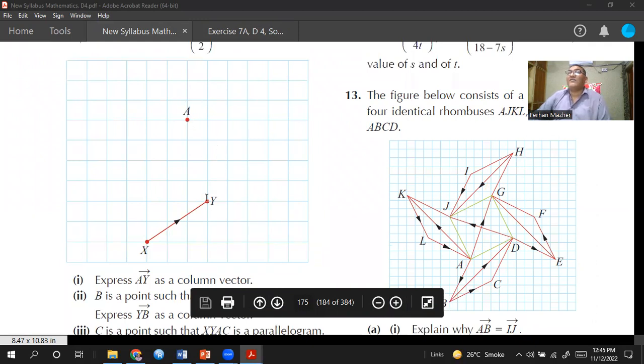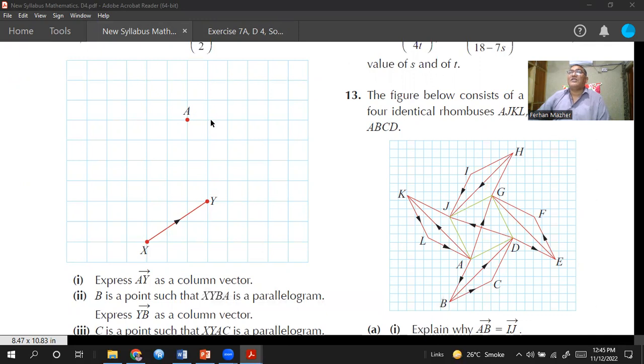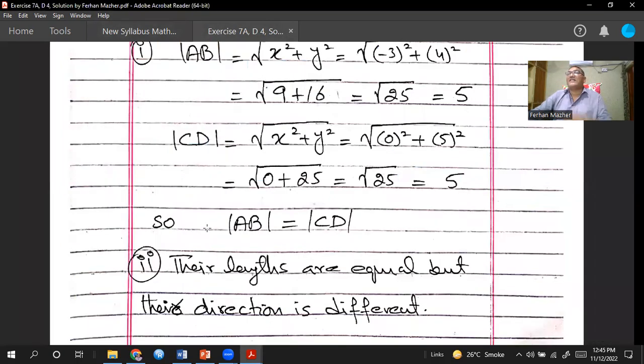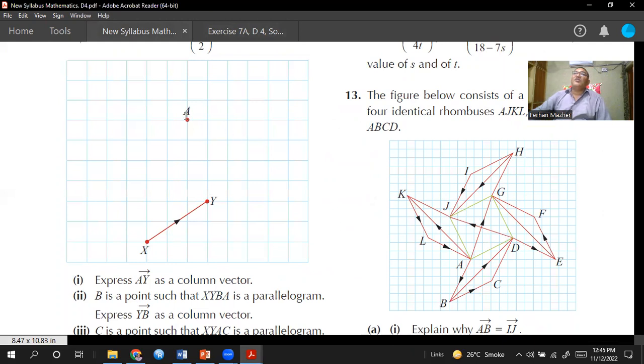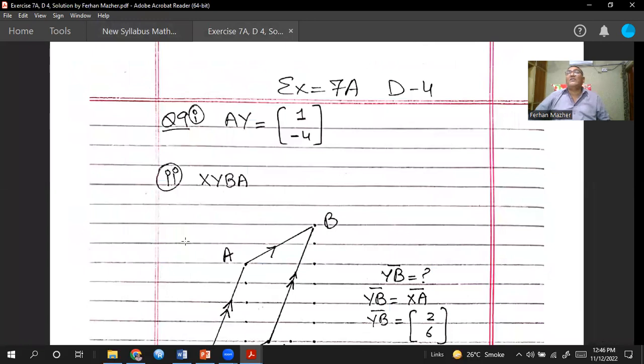So A is my starting point, Y is my end point. So one step to the right, parallel to the x-axis, and then one, two, three, four steps down. So it will be (1, -4). That's the column vector. So AY will be equal to (1, -4), because you move one step here, then you move four steps down. When you go towards the right, parallel to the x-axis, that is positive. So when you moved one step to the right, that is 1, and because you went four steps down parallel to the y-axis, the y value will be -4. So this is how you represent the AY column vector.